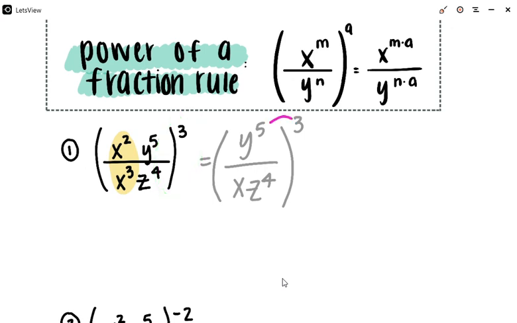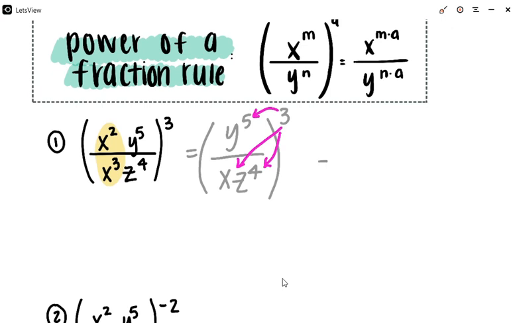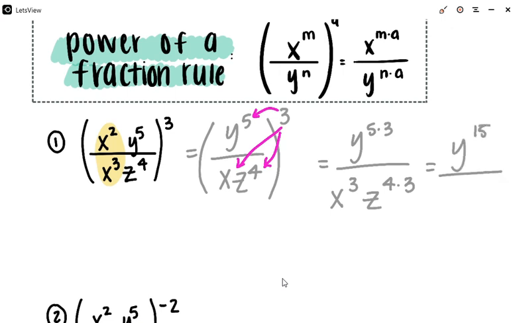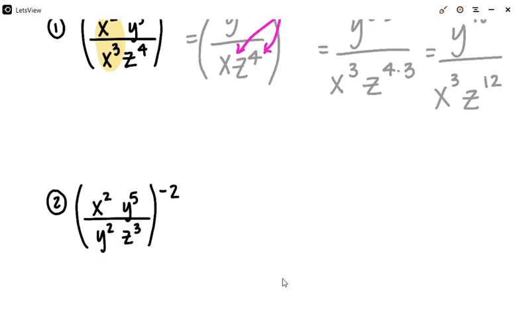Now it's time to distribute. We're going to distribute the 3 to every single term in here. And we're going to end up with y to the 5 times 3, x to the 3rd, z to the 4 times 3. And now at this point, it is just straightforward multiplication. 5 times 3 gives us 15. There's nothing to multiply that 3 by there. For our z, 4 times 3 is 12. And that's it.